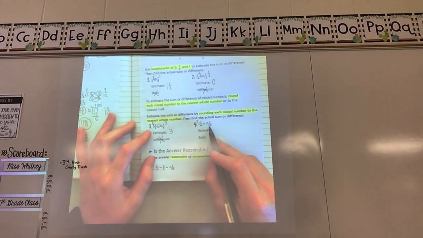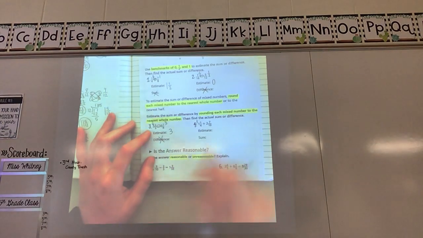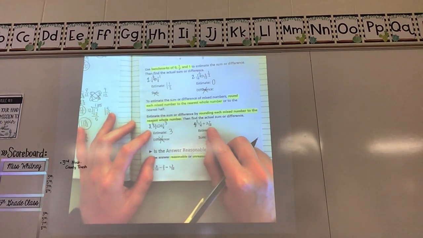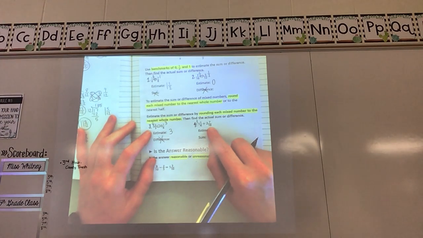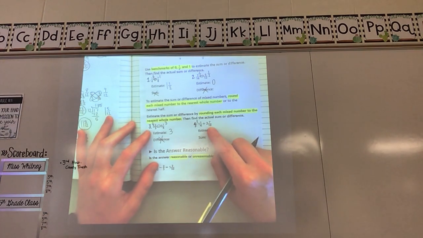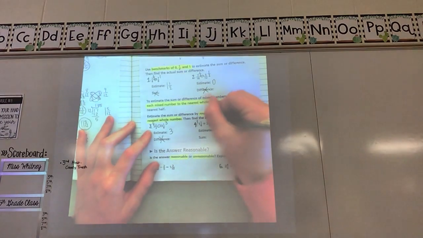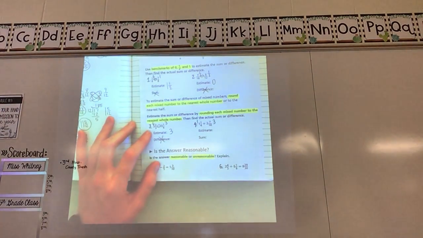Now go over here to my other one. 2 and 7/10. Look at my fraction. 7/10. I'm picturing that kind of in my mind like a pizza. Is that a little bit of pizza or a lot of the pizza? Well, if I ate 7 out of 10, that's quite a bit. So I think that's a lot of the pizza. Remember, if this is a lot, I make my big number go up 1. So I'm changing it to a 3. We ate almost 3 pizzas.